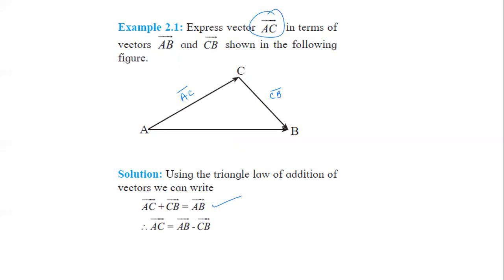And you have to write AC bar. So AC you have to keep on this side, and CB you can transfer to that side. You will get minus CB here. So AC bar equals AB bar minus CB bar. So this is the triangle law of vector addition. We used the triangle law and have written AC bar only. That's it.